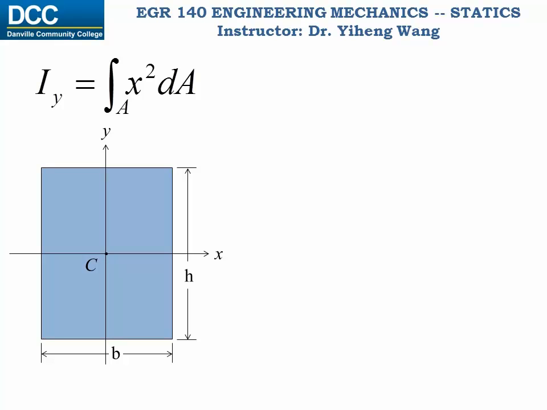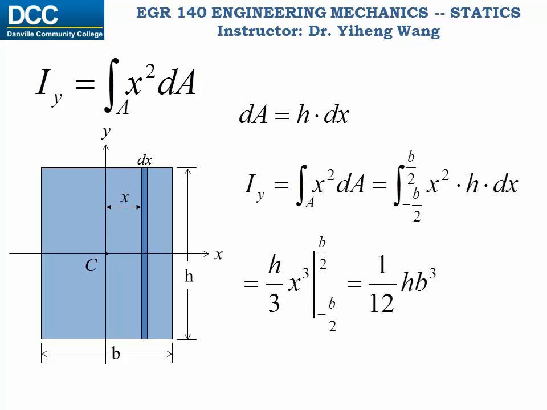For Iy, we define our differential element to be this vertical strip with width of dx. Again, the perpendicular distance between this differential element and the y-axis is a uniform x. And the area equals height times width, h dx. We plug it into the equation, and eventually we get the area moment of inertia about the y-axis equals 1/12 hb to the third power.